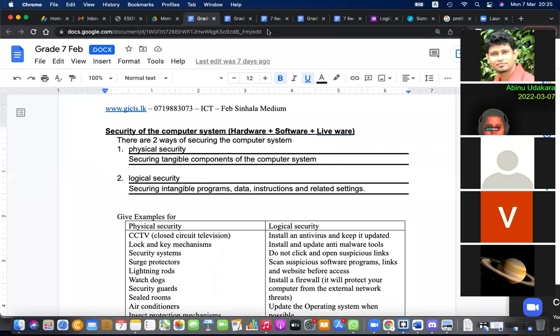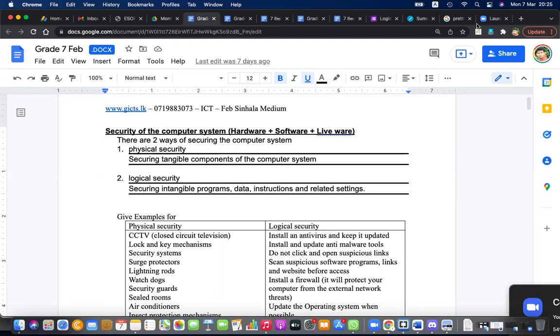We can secure the things we can see and touch, because they are visible to our eyes and tangible too. So you can secure them, it's easy.